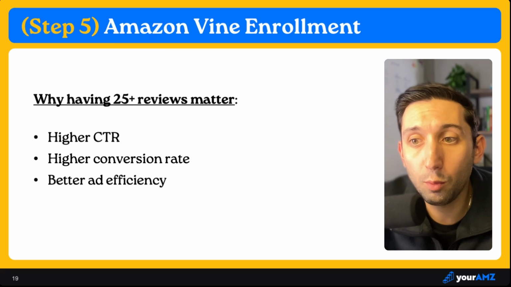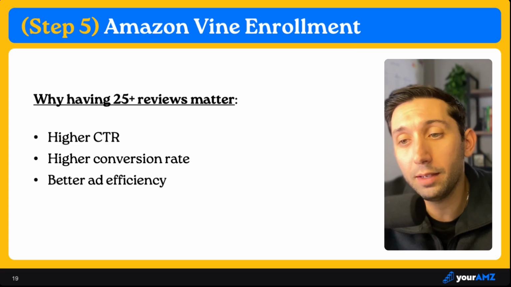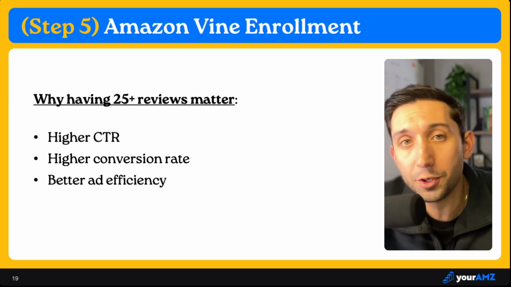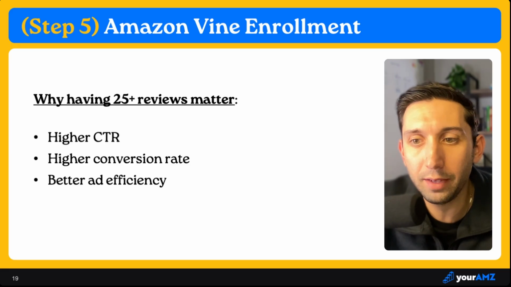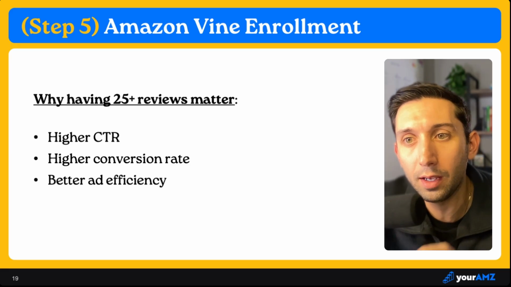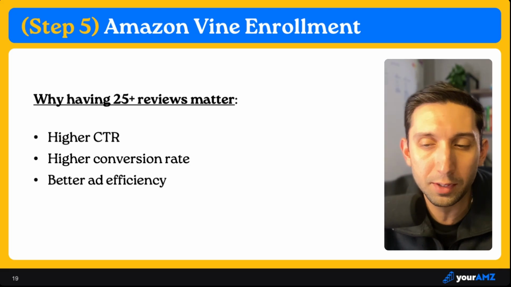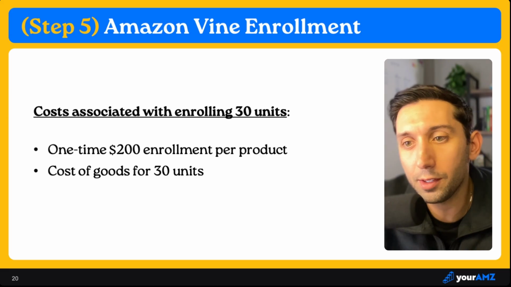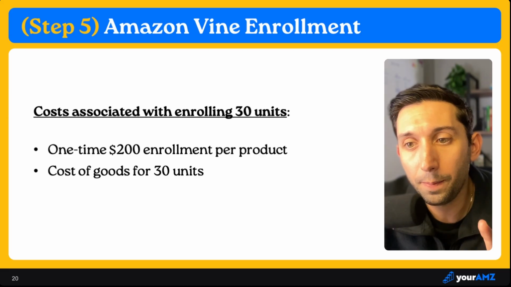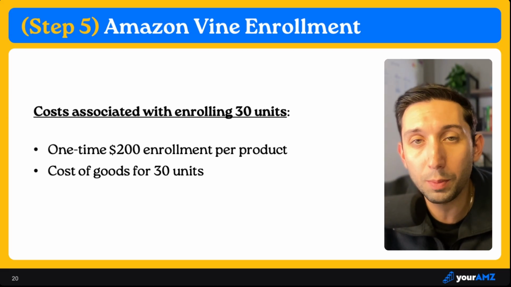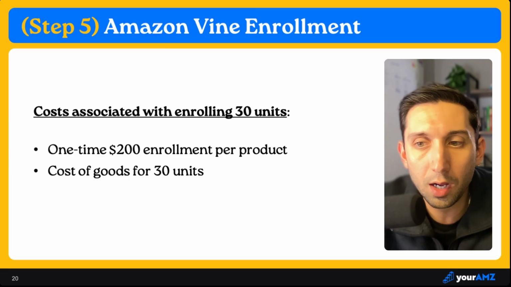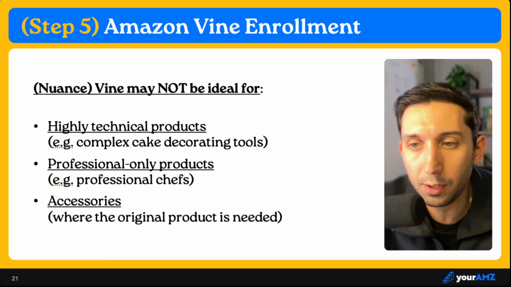Having 25 or more reviews matters because you have a higher click-through rate, you get a higher conversion rate, and both of these together give you better advertising efficiency when it comes time to start sending paid traffic to the listing. The cost associated with enrolling 30 units is a one-time $200 enrollment per product, and obviously the cost of goods for giving up those 30 units.